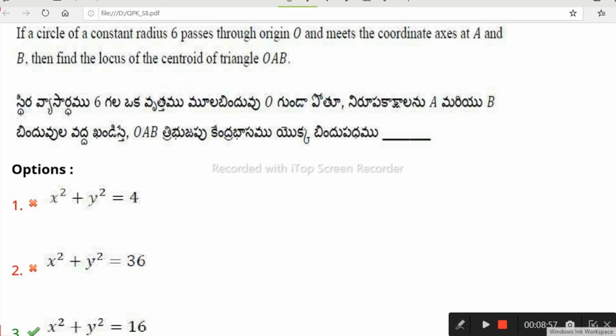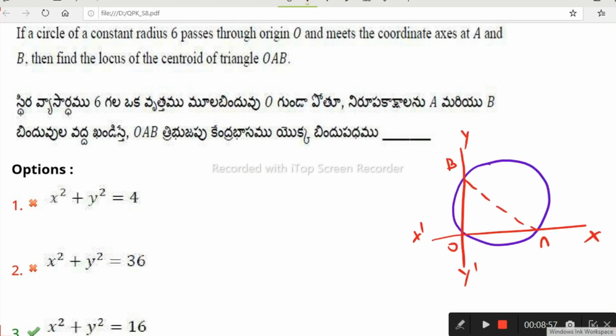What is given? The radius of the circle is given and the circle is passing through the origin O and also meets the axes at A and B. So from that we can find the locus of the centroid of the triangle OAB. What is the figure? I will draw it now. Yes, what you can observe from this figure.